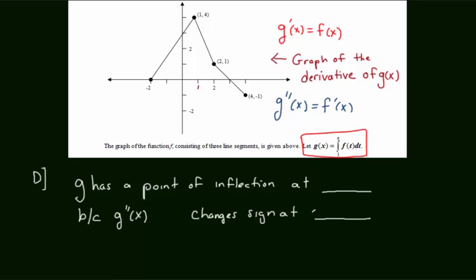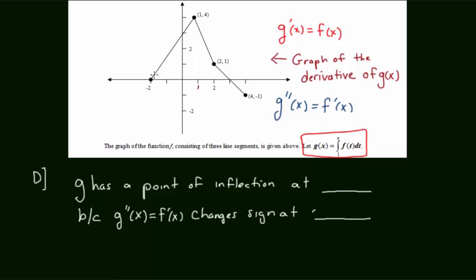So because g double prime, which equals f prime of x, changes sign. That's what I'm going to be looking for. I come over to my graph and I have to determine where the slope of the derivative changes sign. If I can remember that this graph is the derivative, then if I say the slope of the derivative, I am literally looking where the visual slope changes.